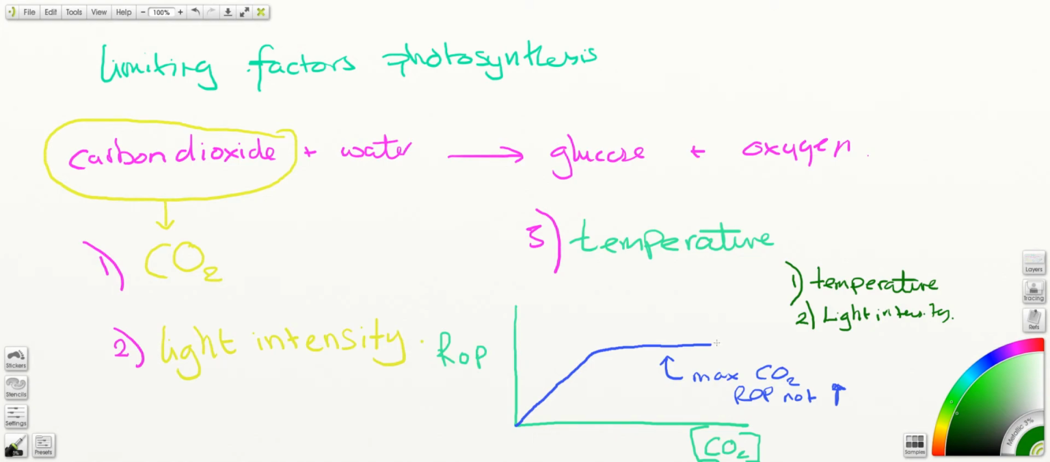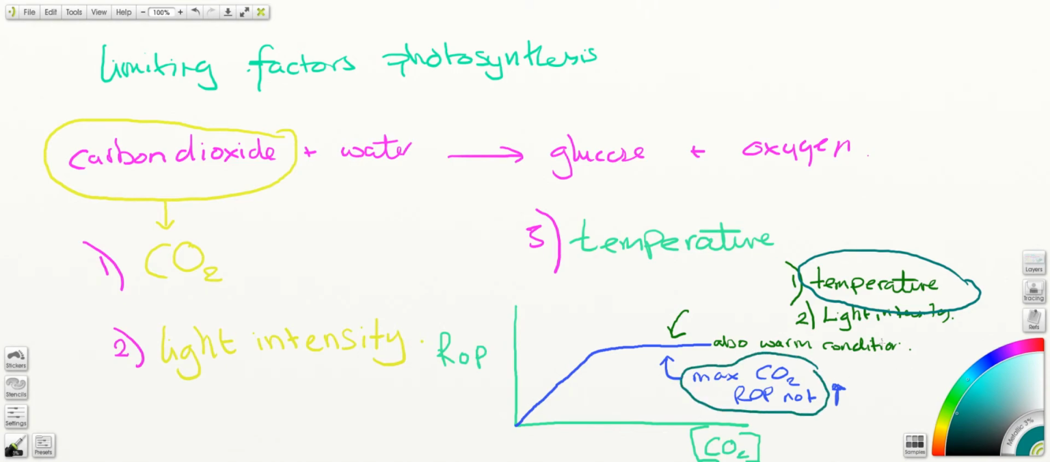However, what I'm going to tell you here is that this was also done under warm conditions, so ideal temperature. So the question now is, well, what's the limiting factor? Well, we know we've got temperature, so our temperature is good. We know our carbon dioxide is good. So what's missing? It's our light intensity. We need to increase our light intensity here. Our light intensity is missing.